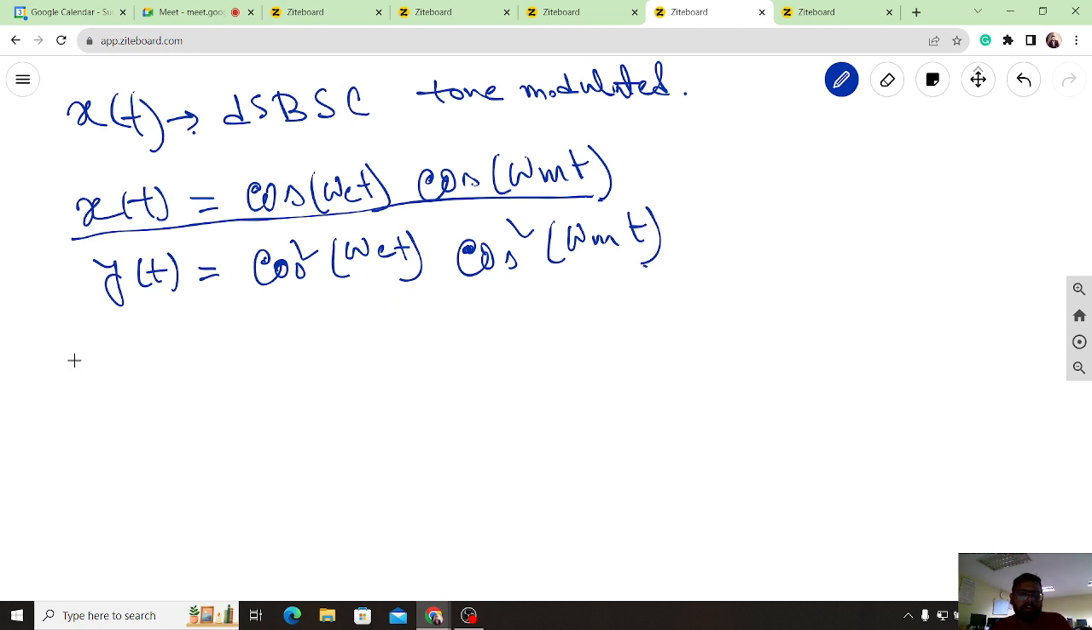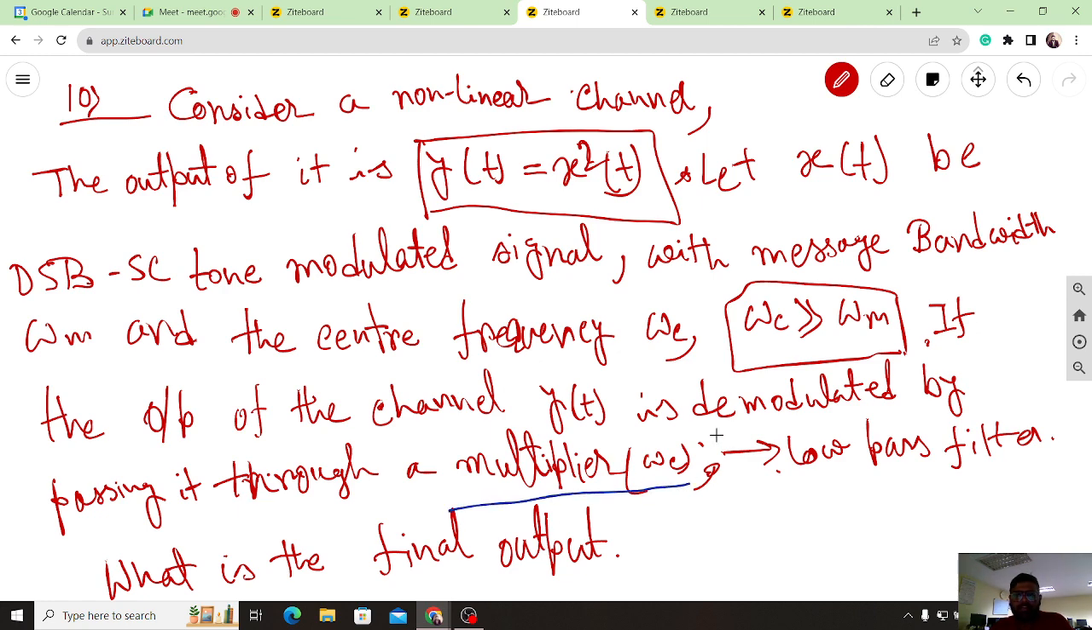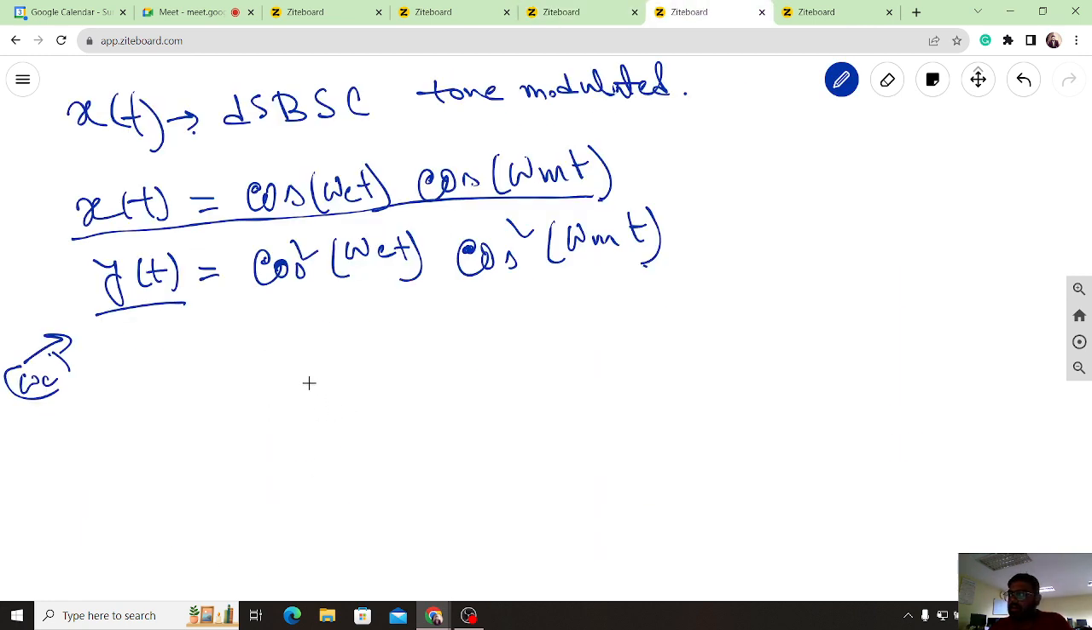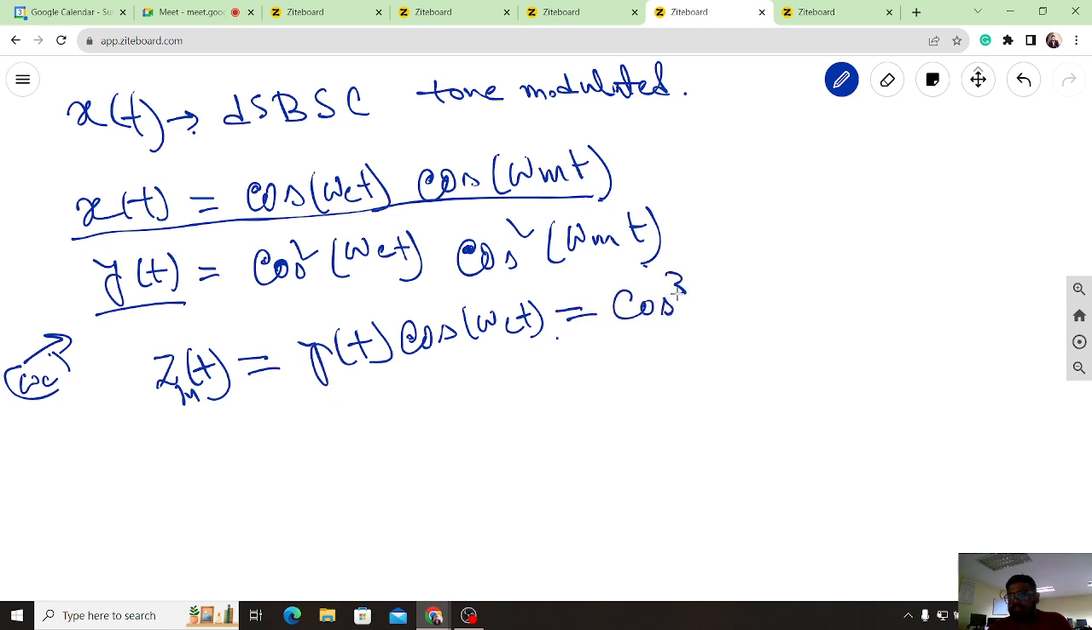This y of t is getting multiplied by a frequency omega c by a multiplier, demodulated. So what will be the output of the multiplier? It will be z of t, which is y of t multiplied by cos omega c t. So this is equal to cos cube omega c t into cos square omega m t.